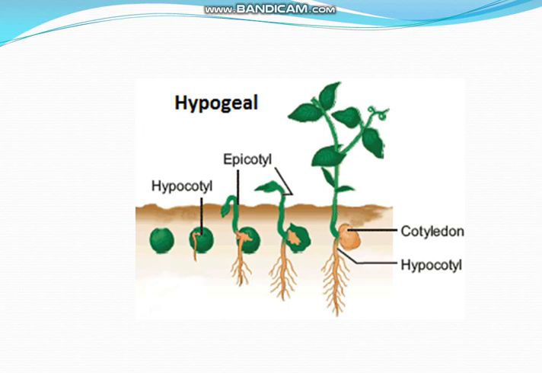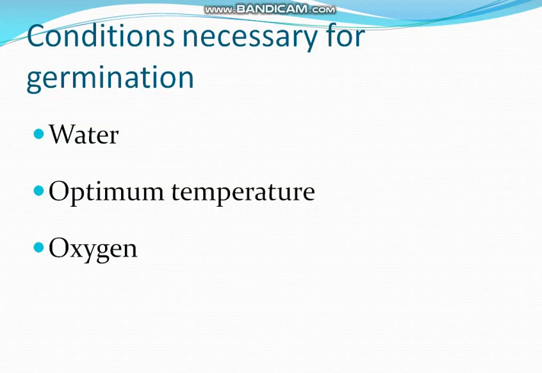Hypogeal. Hypo means below, and geal means soil. So that means the cotyledon is below the soil. This type of germination is called hypogeal germination. Then what are the conditions necessary for germination?